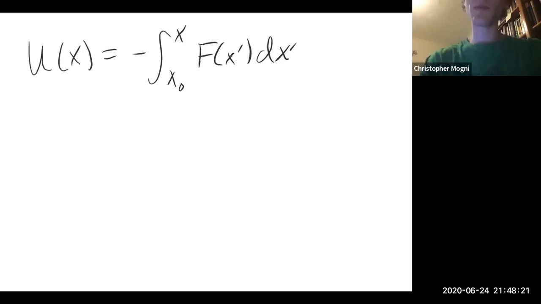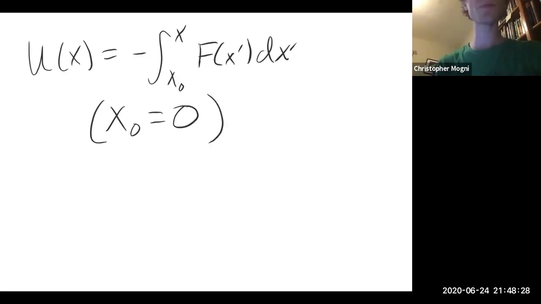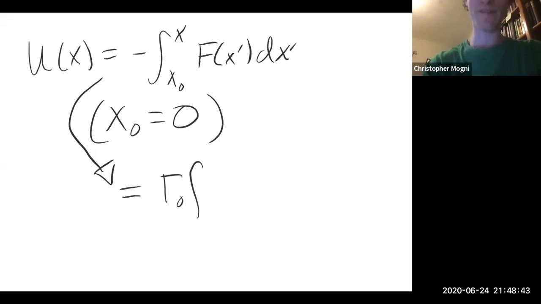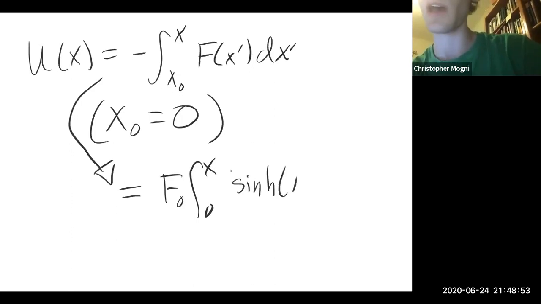So when we do this, I'm going to choose, and this is my choice and my choice alone, x naught equal to 0. And that's just going to eliminate the constant in this problem for us. So what this means is the following. This is going to be equal to F naught integral from 0 to x of sinh(alpha x prime) dx prime.